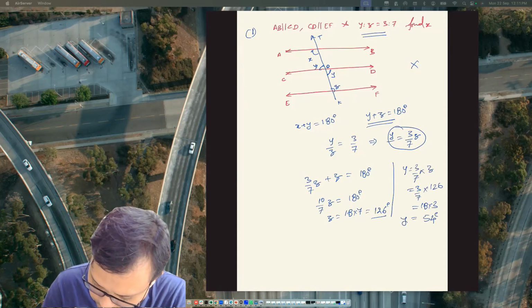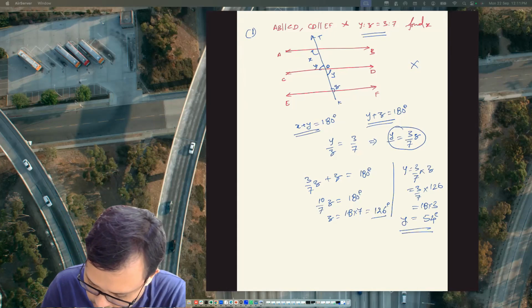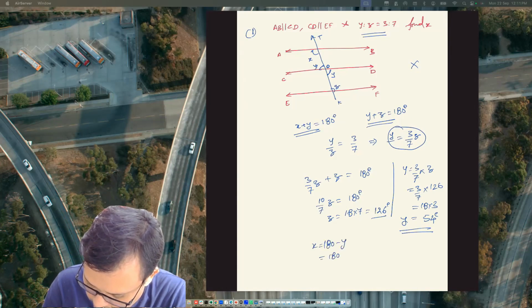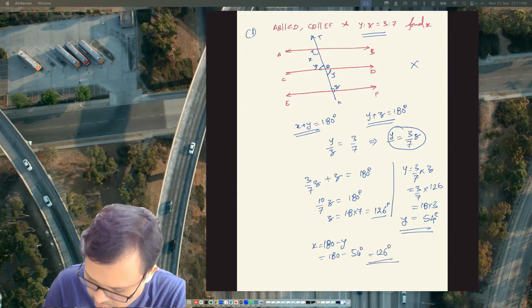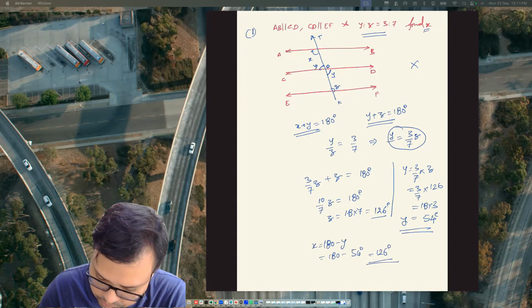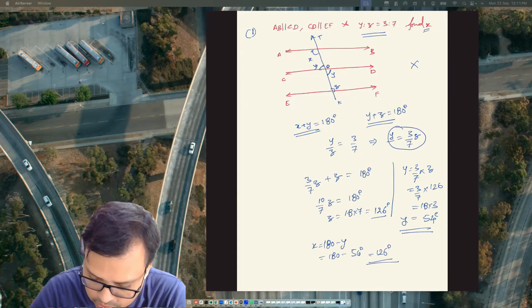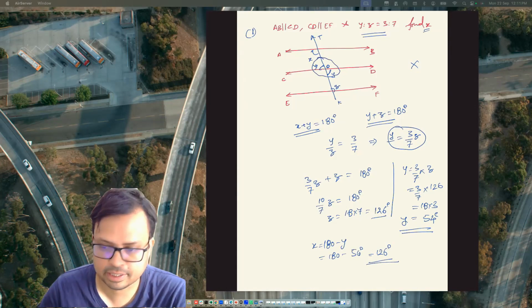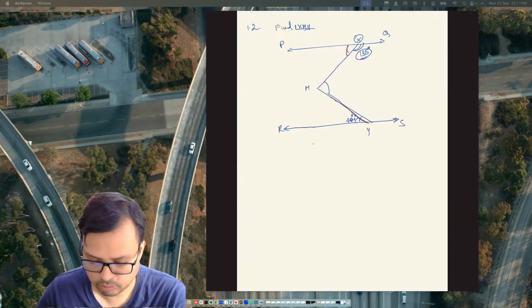If y is equal to 54 degrees, we take the value of y and put it in x plus y is equal to 180. So x becomes 180 degrees minus y, 180 minus 54 degrees, that is equal to 126 degrees. So we found the value of x by applying only one formula. But the trick here is to identify that these two are vertically opposite angles. Let's find one more problem.